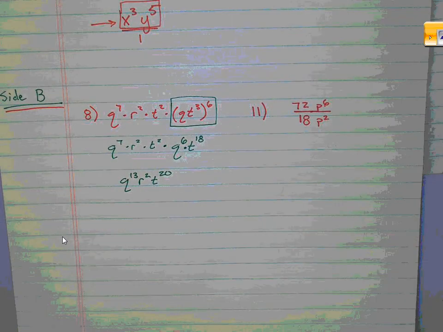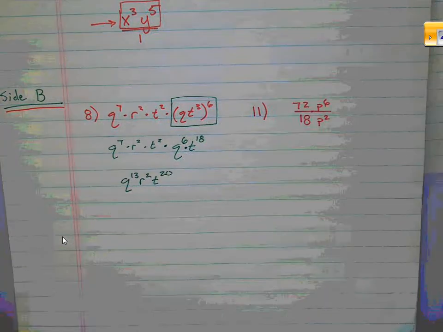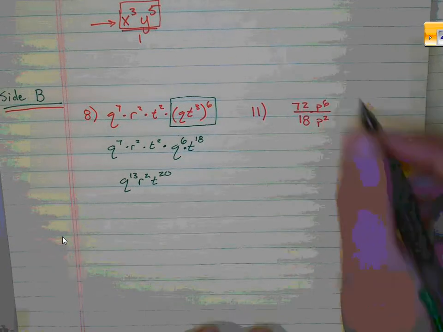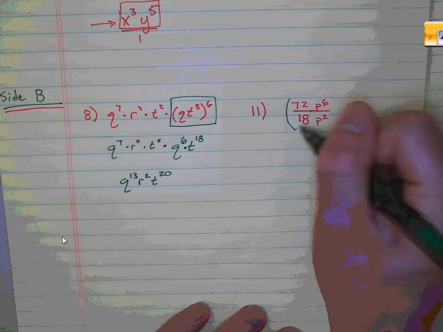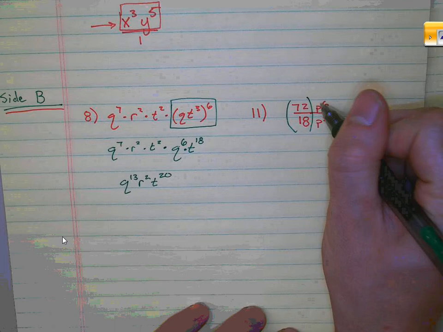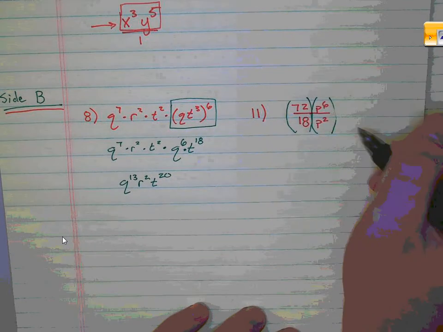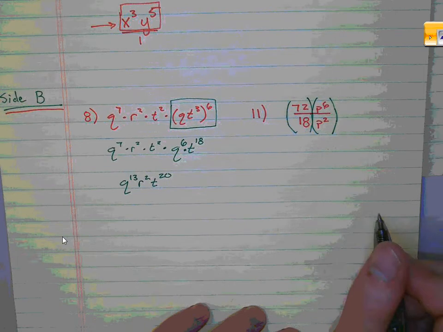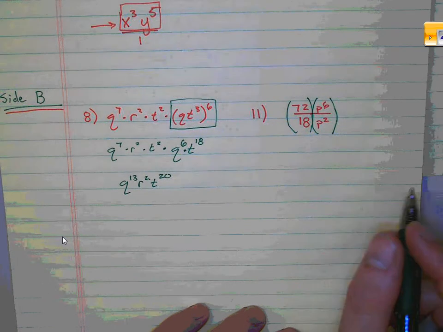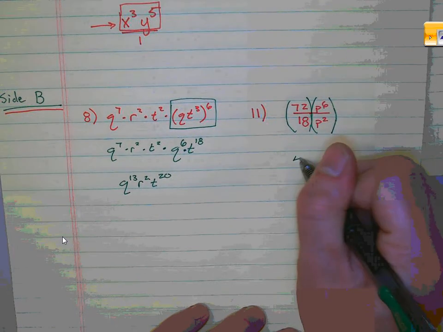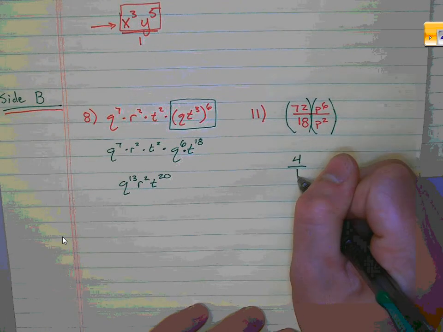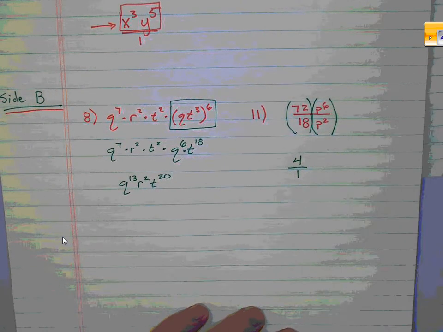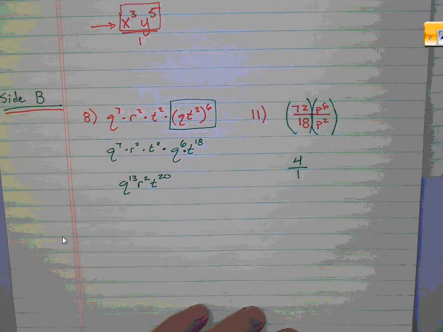All right, problem 11. Let's take a look at this. Now, one thing that I really want to stress is that you can think about these things independently. You can worry about the whole numbers, and then you can worry about the p's here. So I'm going to reduce that fraction, 72 over 18, to 4 over 1. The over 1 won't be necessary in a second, but let's look at it there for now.